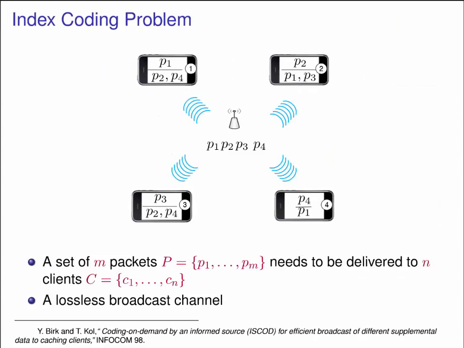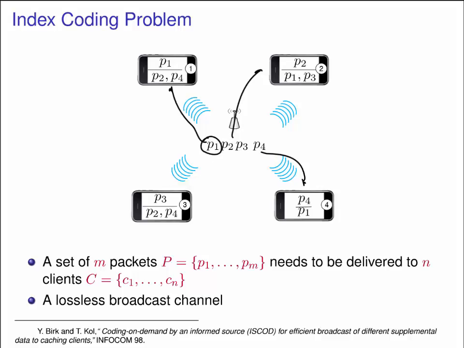Consider the following setting. Suppose we have an access point that has 4 packets, P1 to P4. Each of those packets needs to be forwarded to one of the clients. For example, in this picture, packet P1 needs to be forwarded to client number 1, packet P2 needs to be forwarded to client number 2, and so forth. P3 needs to be forwarded to client 3, and P4 needs to be forwarded to client number 4.